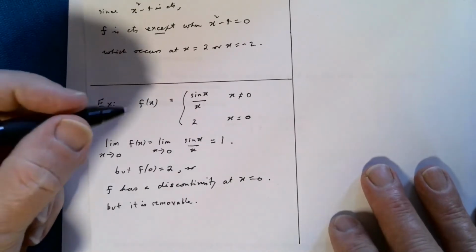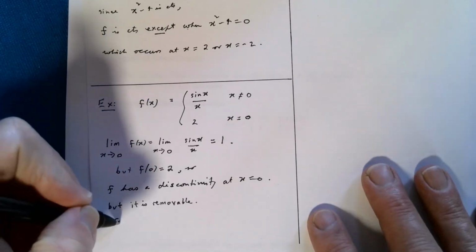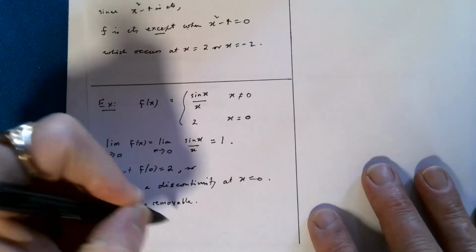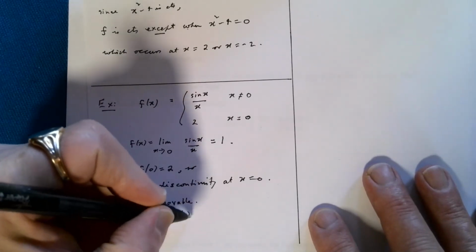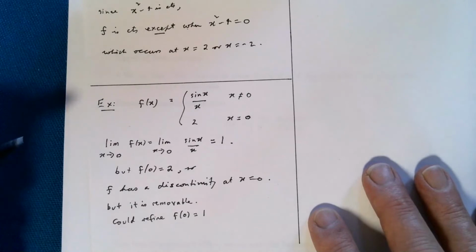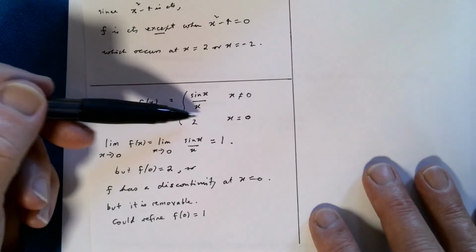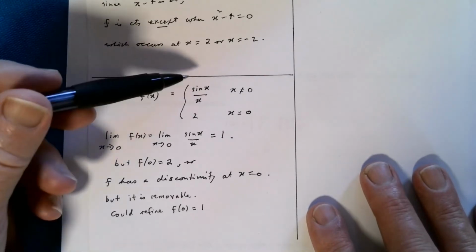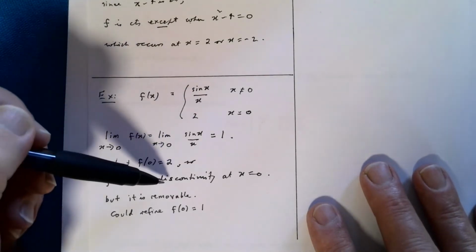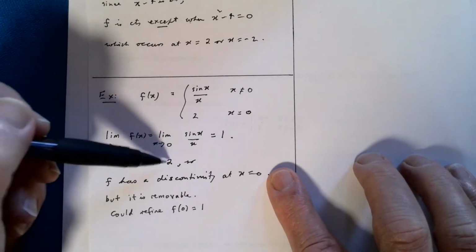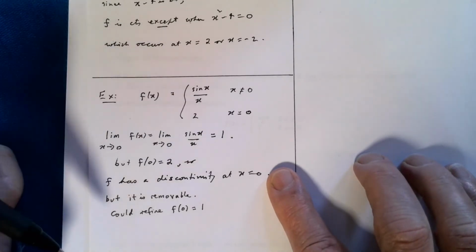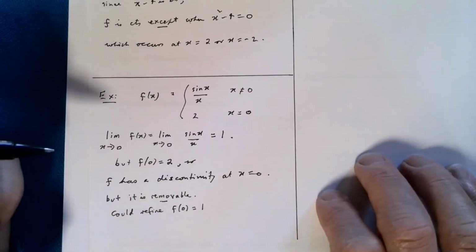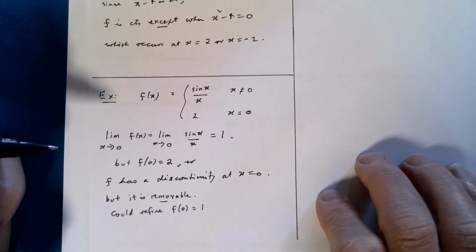Because what I can simply do is redefine f of 0 to be 1. So I could simply go back and say, well, let's get rid of that 2 and replace it with a 1, and now it's continuous. So the function we were given is discontinuous at 0. The limit exists but doesn't equal the value of the function. On the other hand, it is removable. And that's what we mean by removable discontinuity.